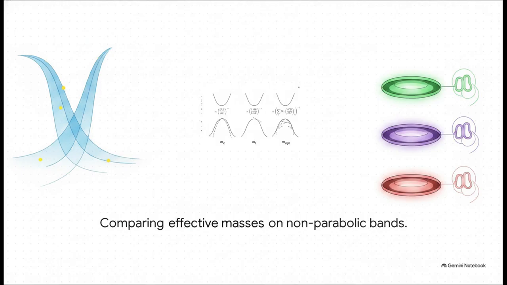Depending on exactly what you're measuring, you literally get different masses. You've got the curvature effective mass for your basic acceleration, the transport effective mass when you're looking at gradients, and an optical effective mass that takes an average across all occupied states. The mass literally changes depending on the lens you use to observe it.